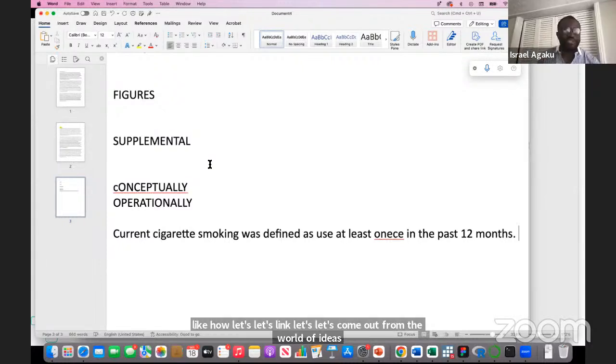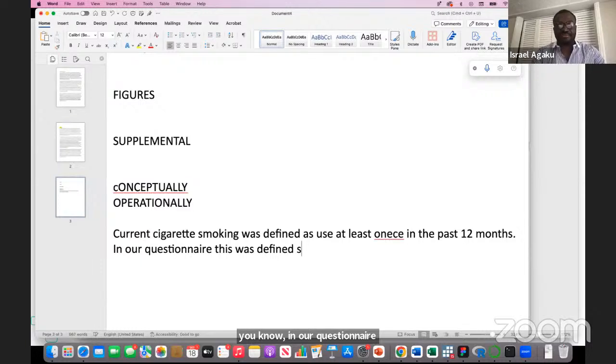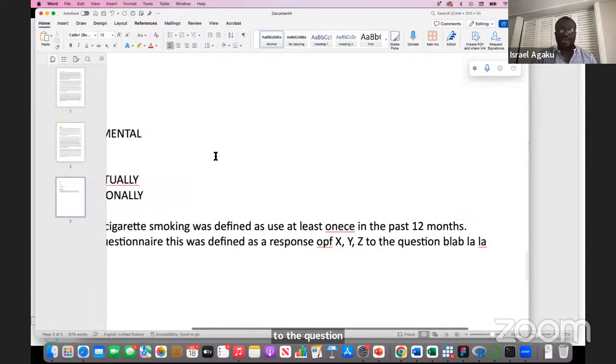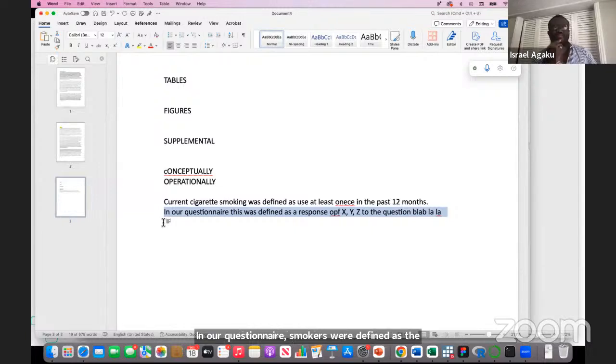The real world is called operations, right? Questionnaires and all of that. Operationally, how did you define it? In our questionnaire, this was defined as a response of X, Y, Z to the question, blah, blah, blah, right? So if you just provided this second part, if you just said in our questionnaire, smokers were defined as a response of X, Y, Z to blah, blah, blah, we're like, what are you trying to get at exactly? That's the question we're going to ask you.